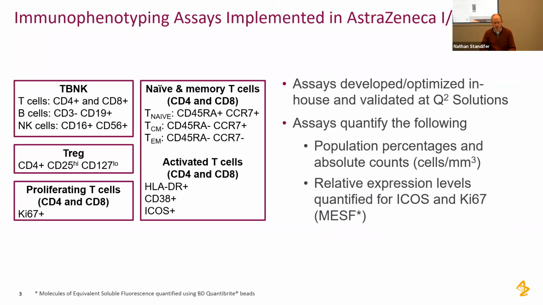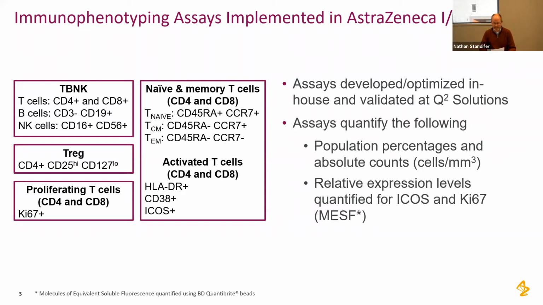Now at AstraZeneca, we've developed numerous flow cytometry-based immunophenotyping assays for use in clinical studies. The assays shown here represent our current core panels implemented in most IO trials. In brief, we monitor T, B, and NK cells, regulatory T cells, proliferating T cells, and naive and memory T cells or activated T cells. Monitored activation markers include HLA-DR, CD38, or ICOS.